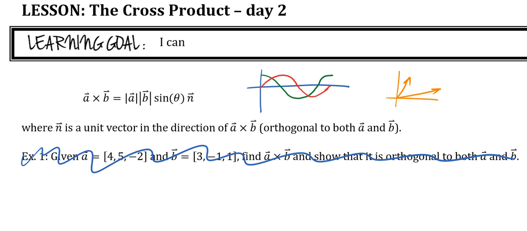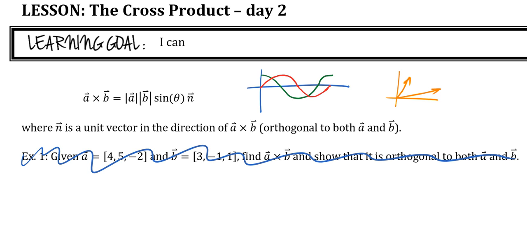Anyway, but this is an important part. N is a unit vector because the problem with this, magnitude of A times magnitude of B times sine theta. So again, for dot product, it's magnitude of A times magnitude of B times cos theta. And that gives us a scalar. The dot product result is a scalar. But the cross product is supposed to be a vector. So what we do is this part right here gives us the magnitude. And then we add in N, a unit vector in the direction of A cross B, so orthogonal to both A and B.